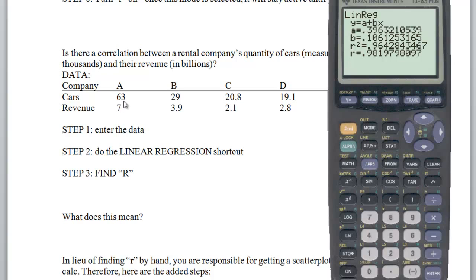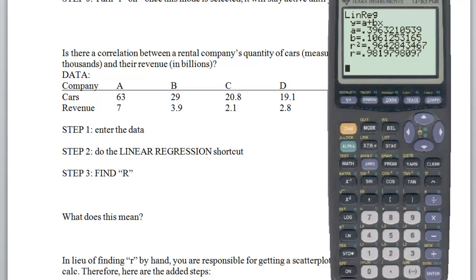Actually, wait a second here, is that right? 63 tens of thousands? 63 tens of thousands would be... Hold on, now I'm having a brain spasm here. 63 10,000s. So 1 10,000 is 10,000. This is 630,000 cars. I said it right on the previous page.